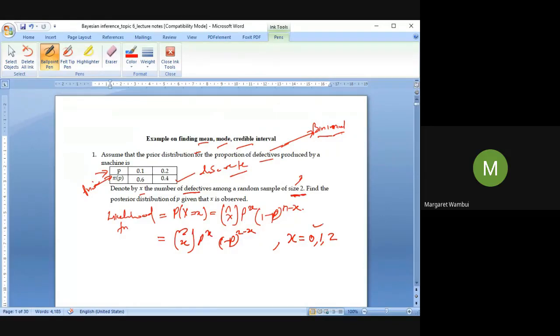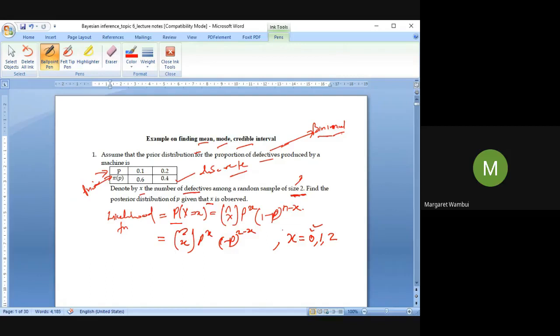Now, it is out of this that you will be able to come up with the posterior distribution of P, given that X is observed. So you can see, in this case, you'll have quite a number of cases, because for you to get the likelihood values, you first of all look at, for example, the case when X is 0.